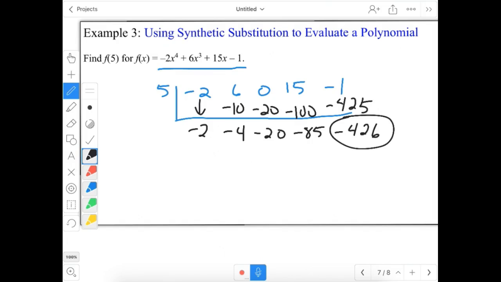Okay, so what the remainder theorem is saying is I can use synthetic division. This highest power is x to the fourth, so this would be x cubed, x squared, x, our constant, and then our remainder. So they're saying that negative 426 is our remainder. They're also saying that if I plugged in a 5 into each of those x's in my original function, then I would get negative 426. And you guys can check that, and that is true.